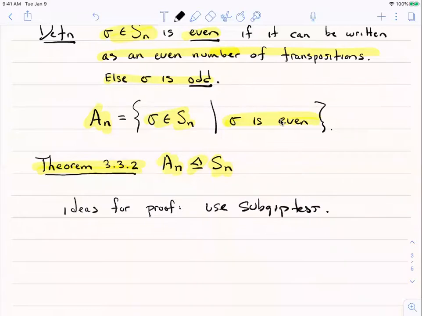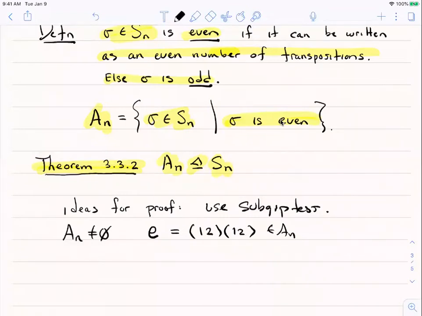Okay, why is it non-empty? What's our usual candidate for showing a subset of a group is non-empty? We look for the identity in it. So the identity permutation fixes all elements. Well, I personally like to think of that as a product of 0 transpositions, and 0 is even. But if you don't like that, the identity is a product of, say, this transposition with itself.